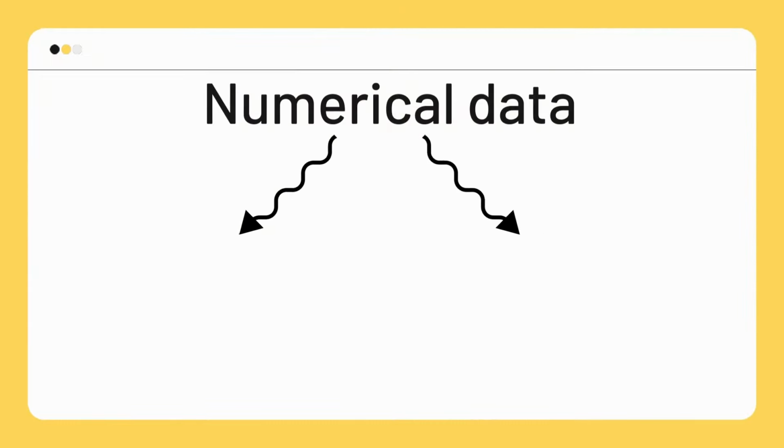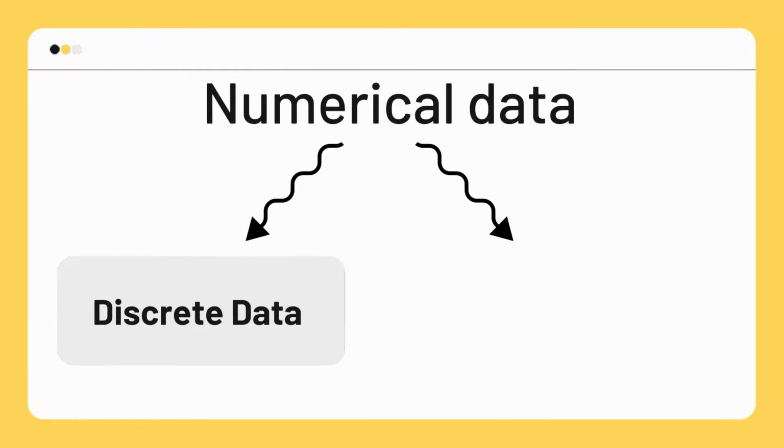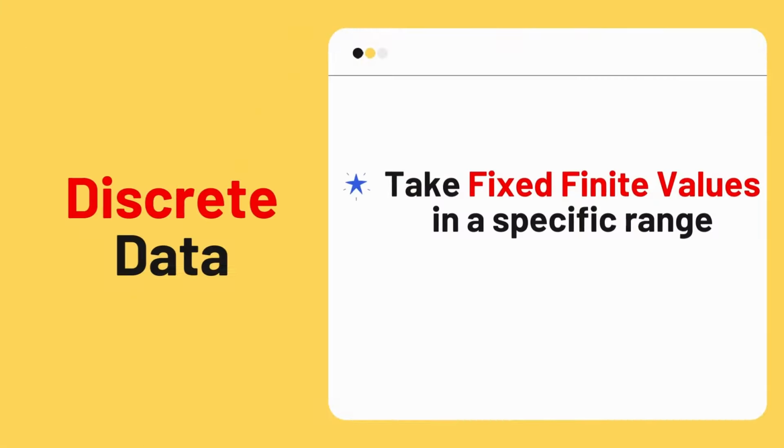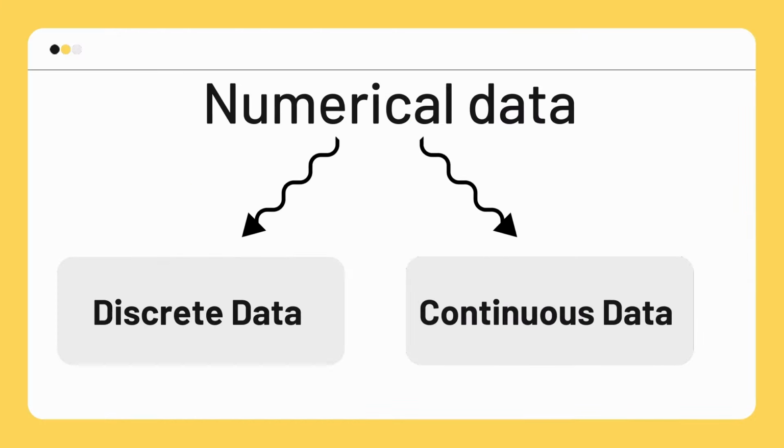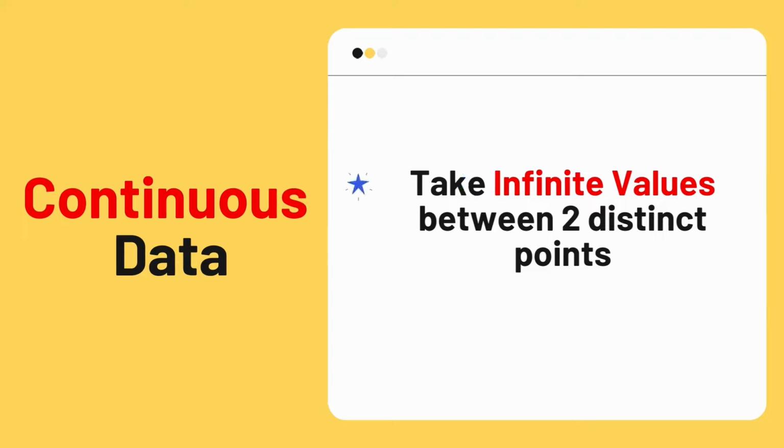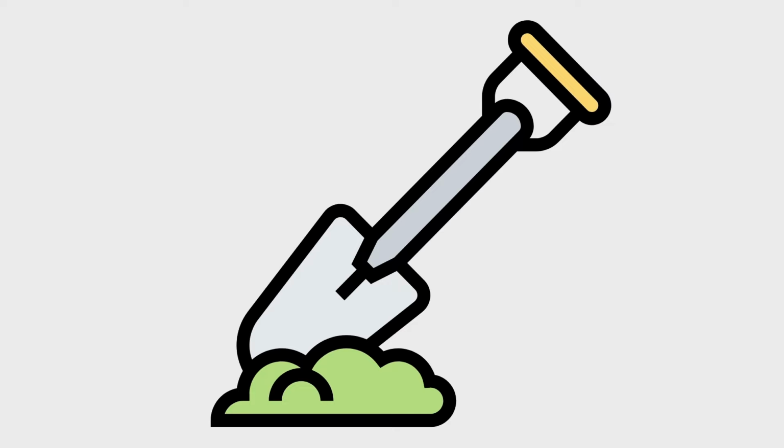Numerical data, also known as quantitative data, can be divided into two types. First is discrete data, which takes fixed finite values in a specific range, and the other is continuous data, which is exactly the opposite of discrete data and can take infinite values between two distinct points. Let's dig deeper into these two data types to know more about each.